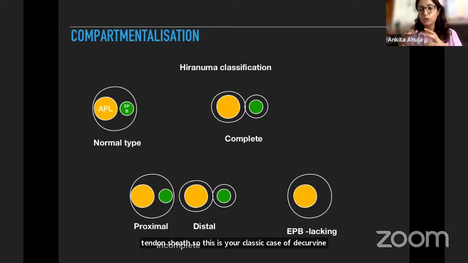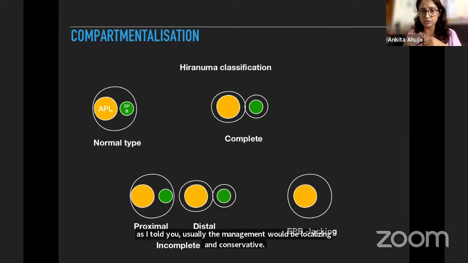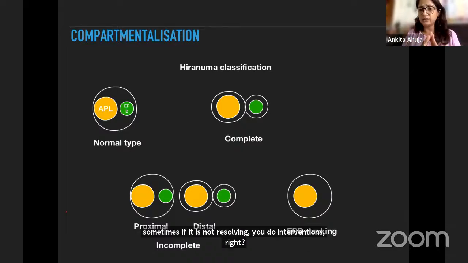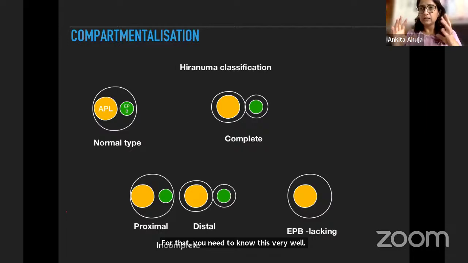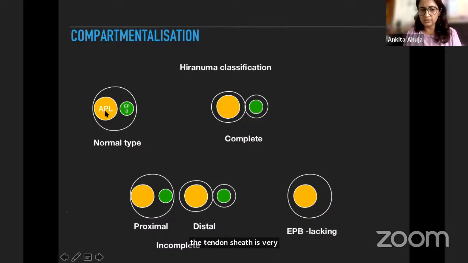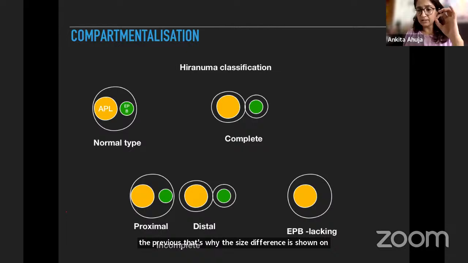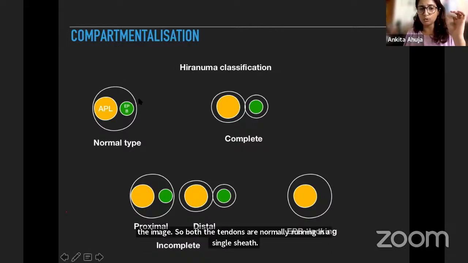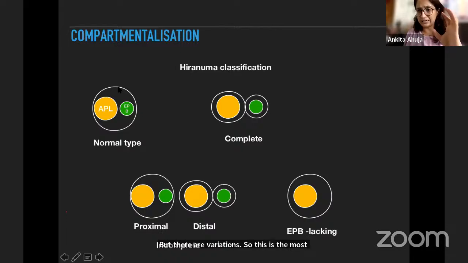But as I told you, usually the management would be localizing and conservative. But sometimes if it is not resolving, you do interventions, right? For that, you need to know this very well. This is very important. The tendon sheath is very variable. Normally of both the tendons, the longus looks a little bigger than the brevis. That's why the size difference is shown on the image. So both the tendons are normally running in a single sheath, but there are variations. This is the most common type where both the tendons are running in the same sheath. But there can be variations.